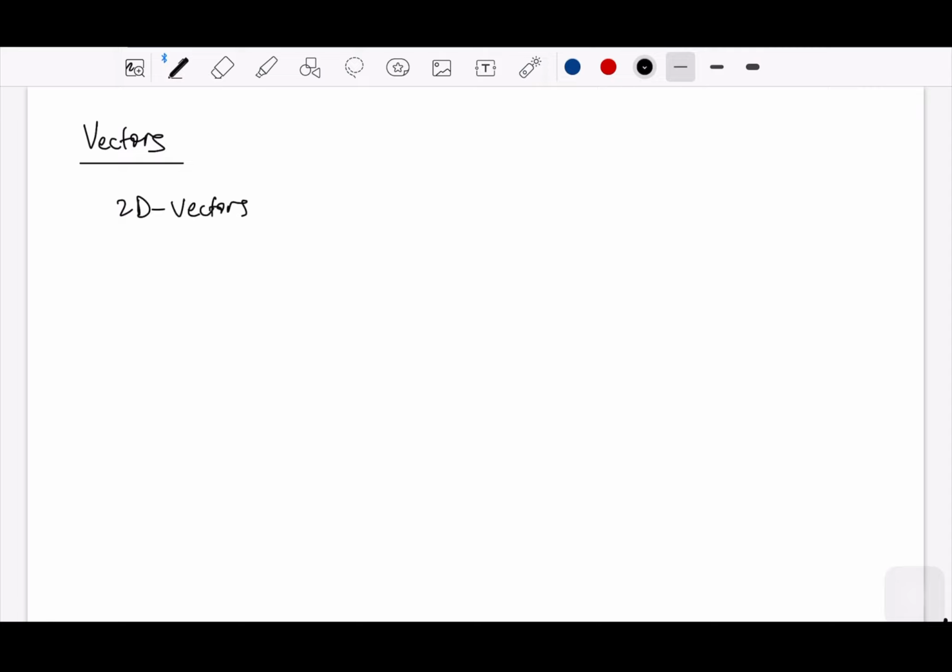Okay. So what is a vector? A vector has a magnitude or value, and it also has a direction. If it only has a value or magnitude, we call it a scalar. So a vector is a special term that describes something that has value, but also has direction.